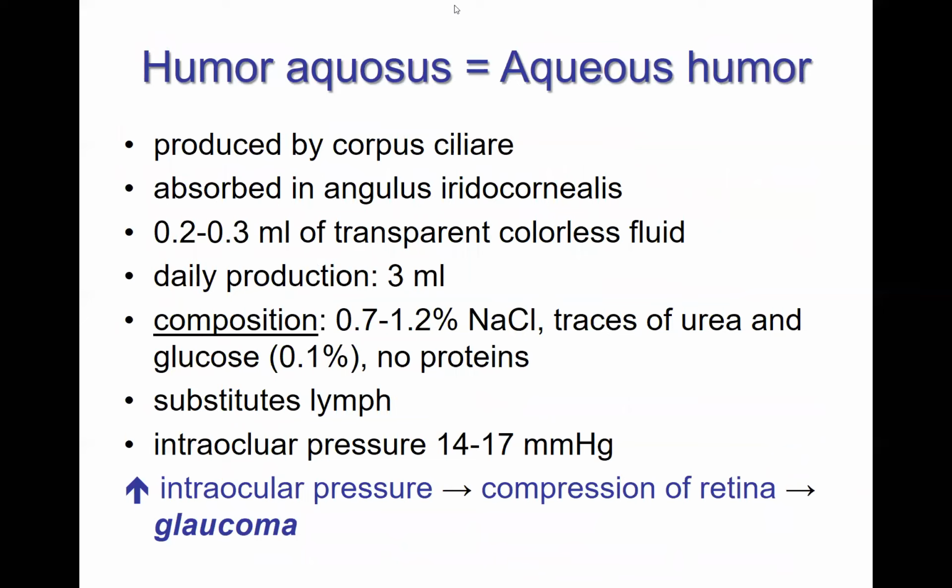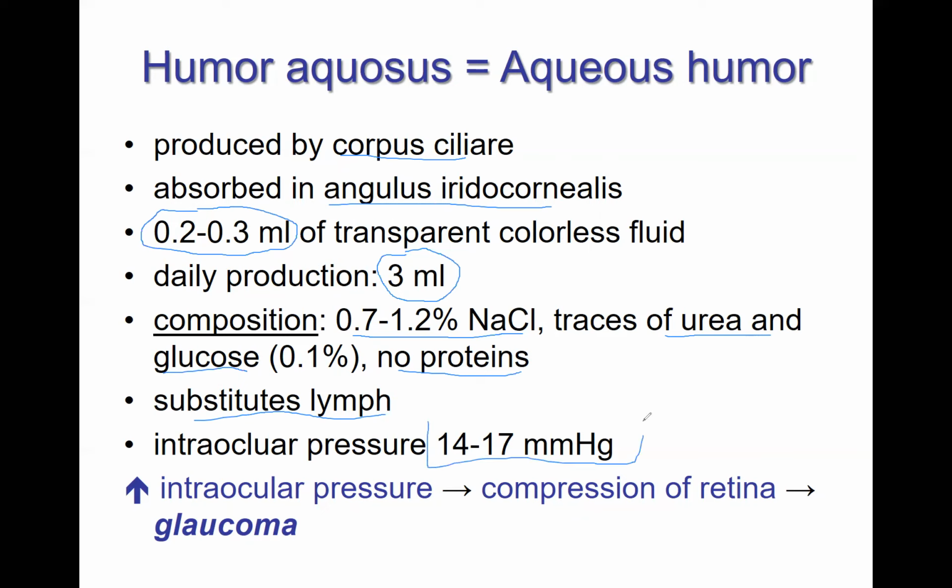And we have talked about the humor aquosus repetitively. So what it is, it's a fluid, and its volume is only 0.2, 0.3, or 4 millimeters. The daily production is 10 times more. As you can see, the composition is more similar to water than the plasma. So the number of the minerals is quite low, and of course the number of glucose and urea is low. No protein, so it's just a fluid. Yeah, substitute lymph. It's produced in ciliary body, absorbed in iridocorneal angle. We have talked about that. I will show you the iridocorneal angle again.